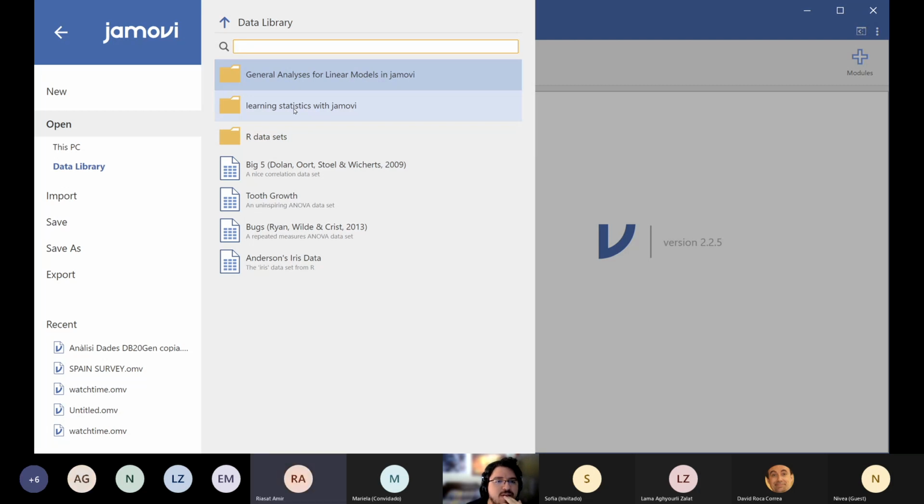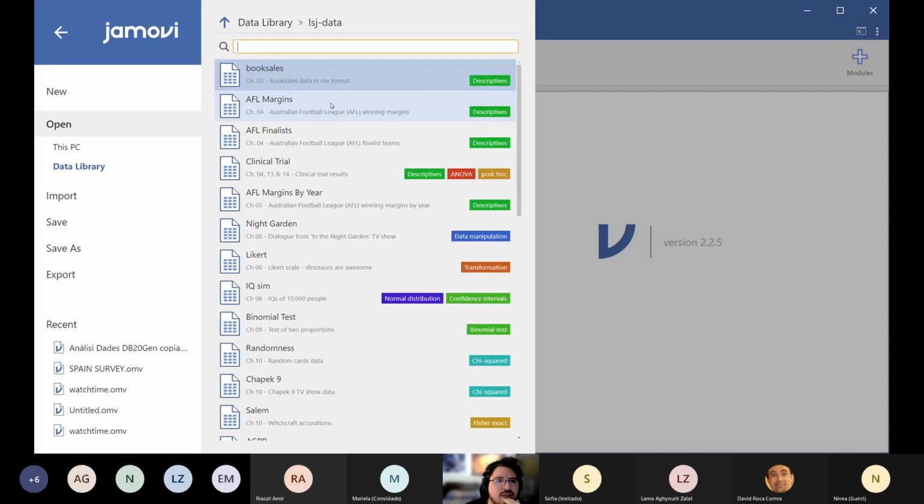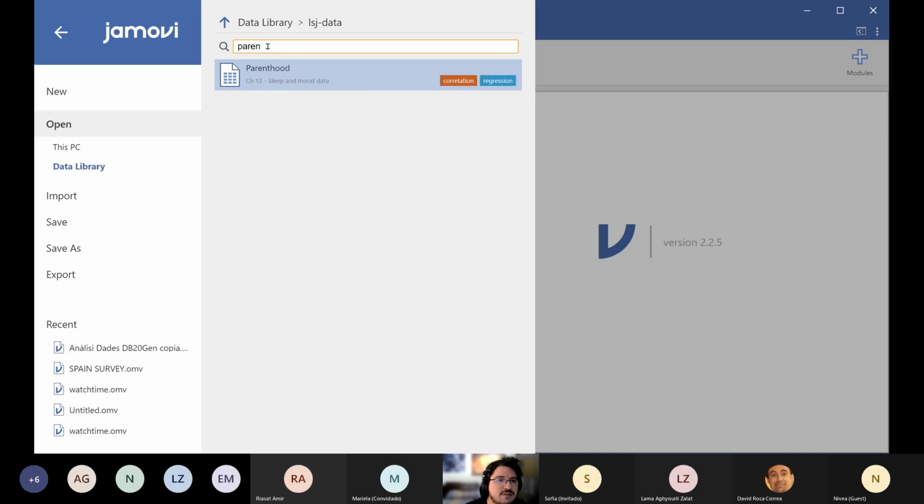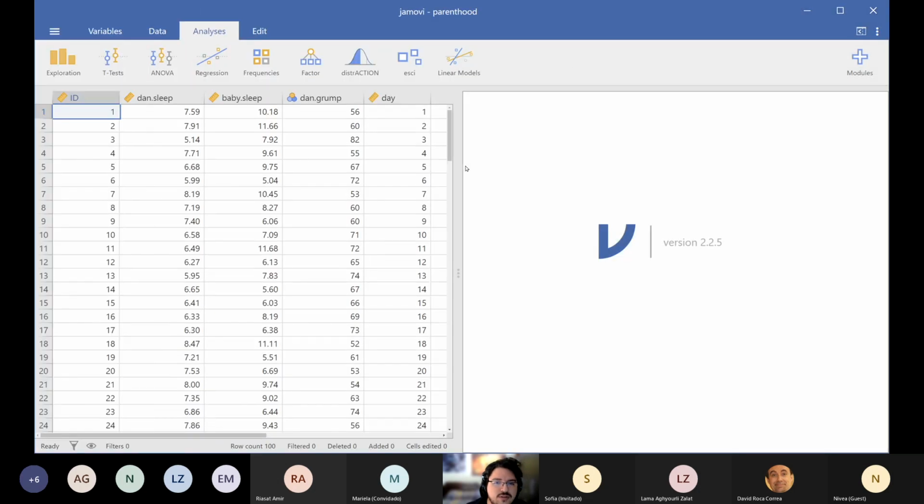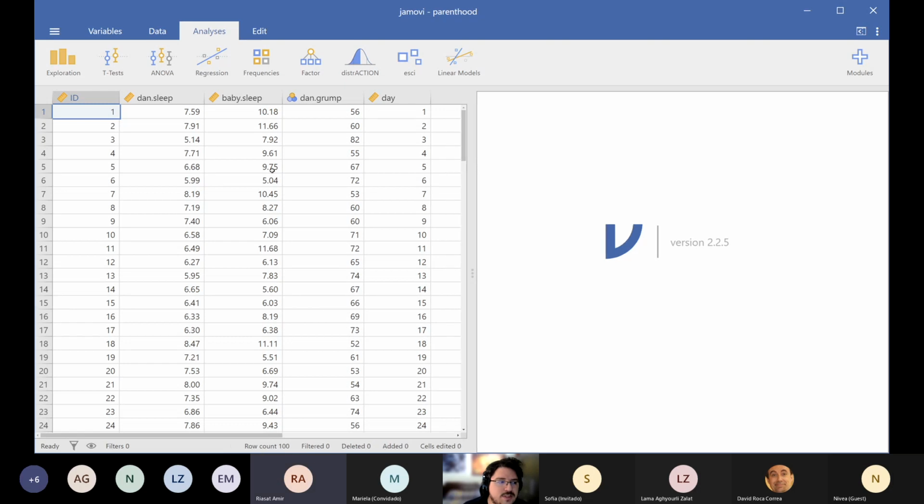Yes. Okay. So if you do, you click Learning Statistics with Jamovi, and here on the search field, just type parenthood, and if you click on it, you just will be able to open this data set. Okay? Okay, thank you very much. Thank you.